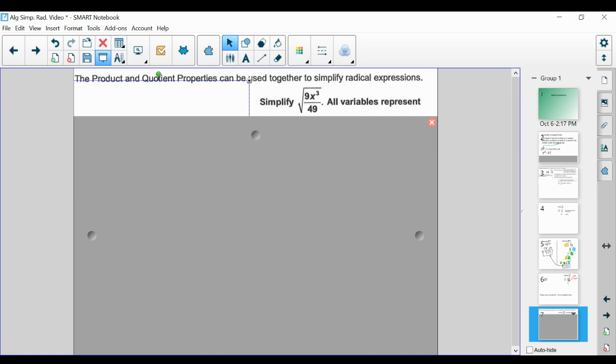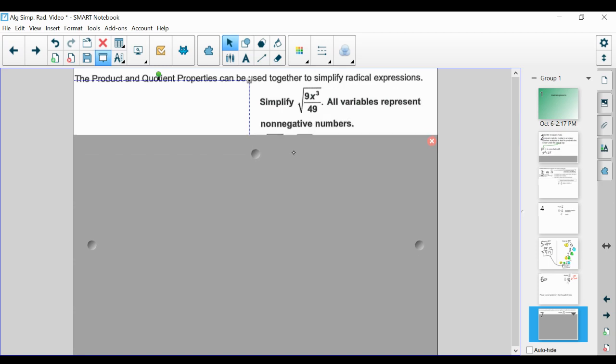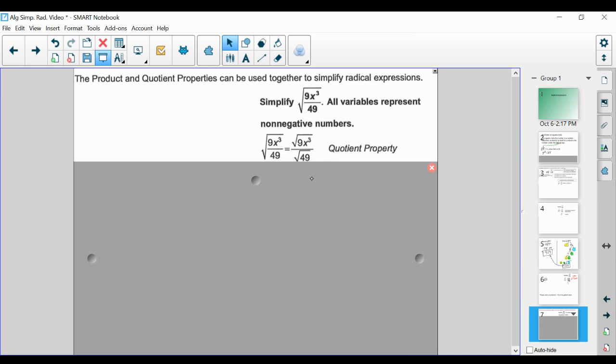We want to simplify the square root of 9x cubed divided by 49. And all the variables here represent non-negative numbers, which means that x is always going to be a positive number, which is very, very crucial, and we'll talk about that later. But what we're going to do from here is we're going to use a quotient property, and we're going to break apart the fraction. So we have the square root of 9x cubed divided by the square root of 49.